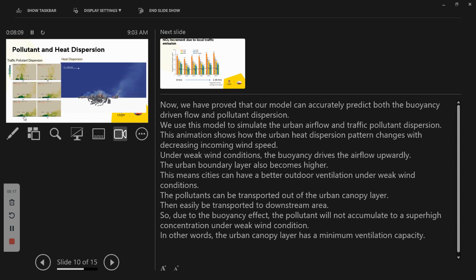We use this model to simulate the urban airflow and traffic pollutant dispersion in Newton. This animation shows how the urban heat dispersion pattern changes with the decreasing incoming wind speed. Under the weak wind conditions, the buoyancy drives the airflow upwardly, and the urban boundary layer becomes higher under the weak wind condition. The pollutant can be transported out of the urban canopy layer and then be easily brought downstream by the incoming wind.